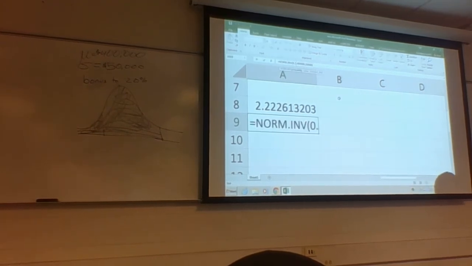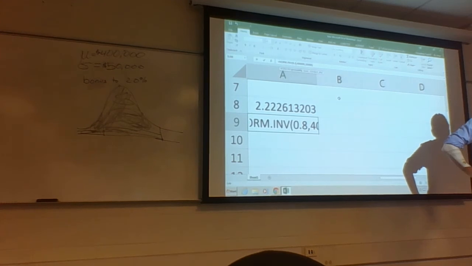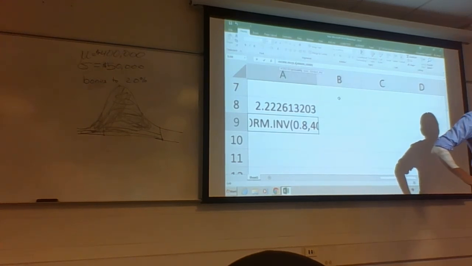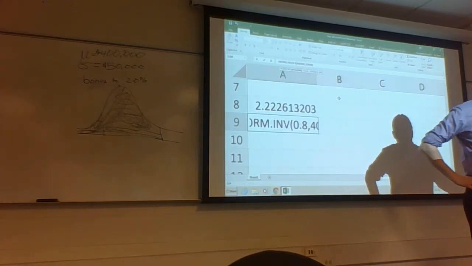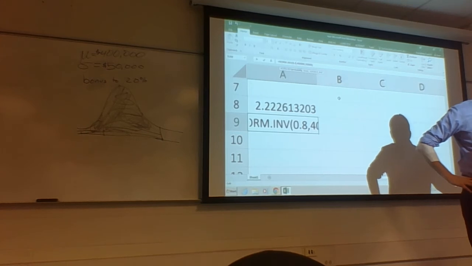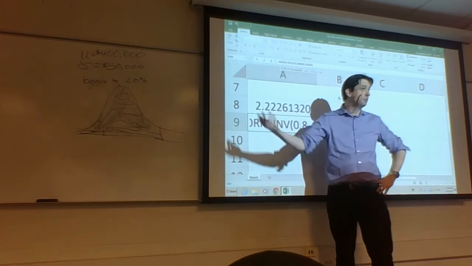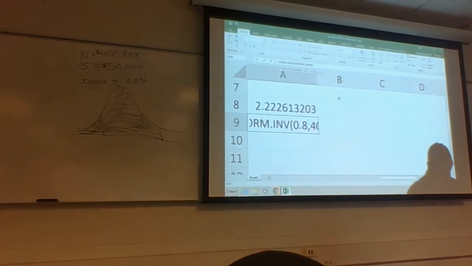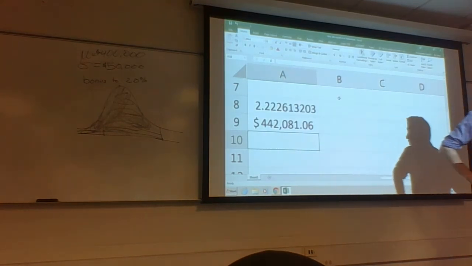So why is it that I make it 0.8, CJ? Because since you're at the top of the percentage, you see that it is the birds. So since you're trying to get you minus 0.2. Exactly, right? Because I want to find the cutoff point for the bottom 80%. And I'll use the top one for the top 20%. And now, oh, that makes more sense. $442,081.06.